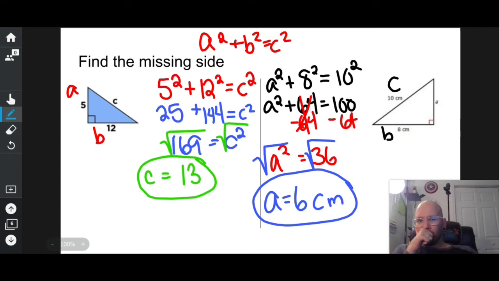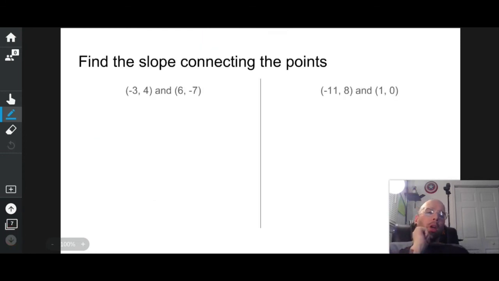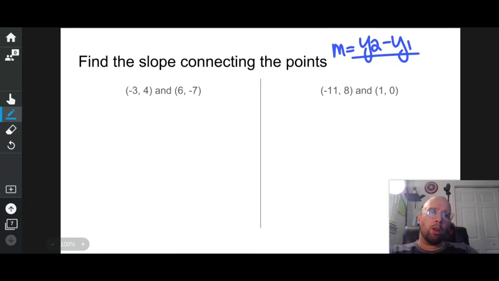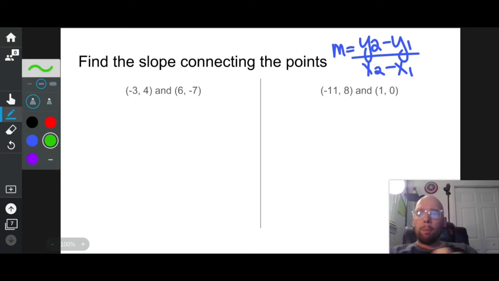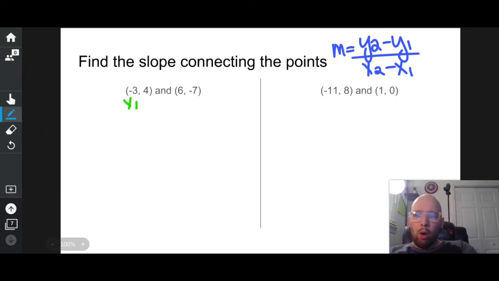Okay? One more concept, and then we're ready for Chapter 1 in geometry. Find the slope connecting the points. Well, in order for me to find the slope connecting points, I need the good old tried and true slope formula. M equals y sub 2 minus y sub 1 over x sub 2 minus x sub 1. The way I do these is I label my points. I'll call you x sub 1, y sub 1, and I'll call you x sub 2, y sub 2.